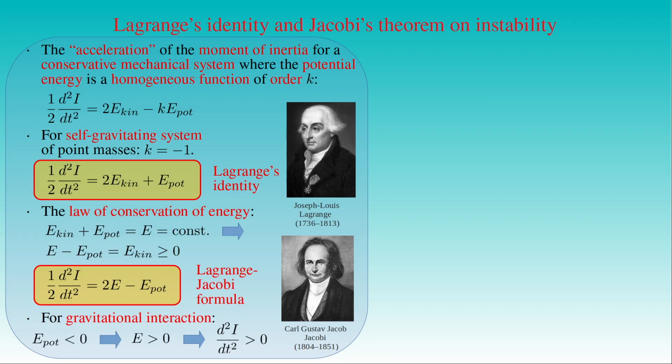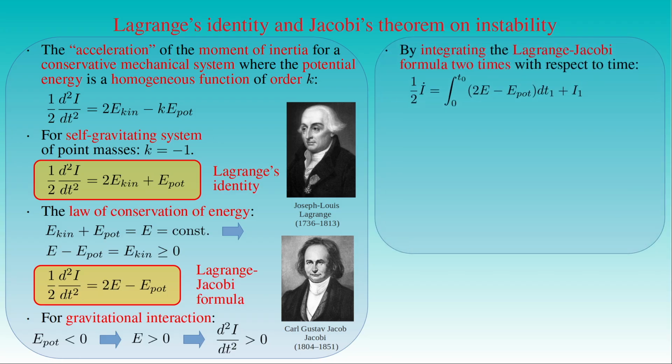The Lagrange-Jacobi formula is a second-order differential equation with respect to the time, and we need to integrate it 2 times to solve it for the moment of inertia I. The first integration gives an equation stating that 1 over 2 times the derivative of the moment of inertia I is equal to the integral of the difference between 2 times the total energy E and the potential energy from 0 to the parameter t0 with respect to the variable t1, plus an integration constant denoted by I1. The second integration gives 1 over 2 times the moment of inertia I as a function of time, expressed as the double integral of the difference between 2 times the total energy E and the potential energy, from 0 to t0 and from 0 to t with respect to t1 and t0, plus the integration constant I1 times the time t, plus a second integration constant I0.